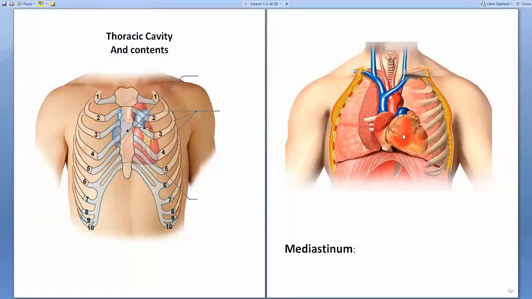This is the anterior surface of the heart, and behind we have the posterior surface. This one is the inferior surface which lies on the diaphragm. So the surface which lies on the diaphragm is the inferior surface.